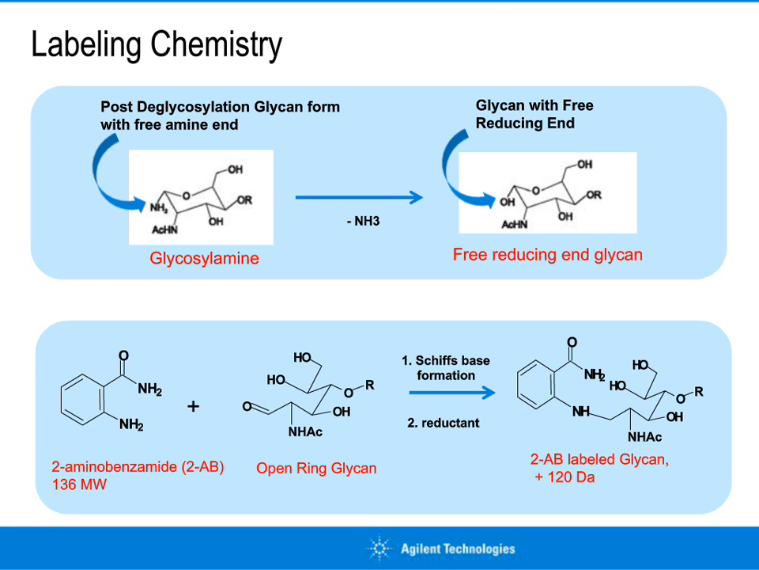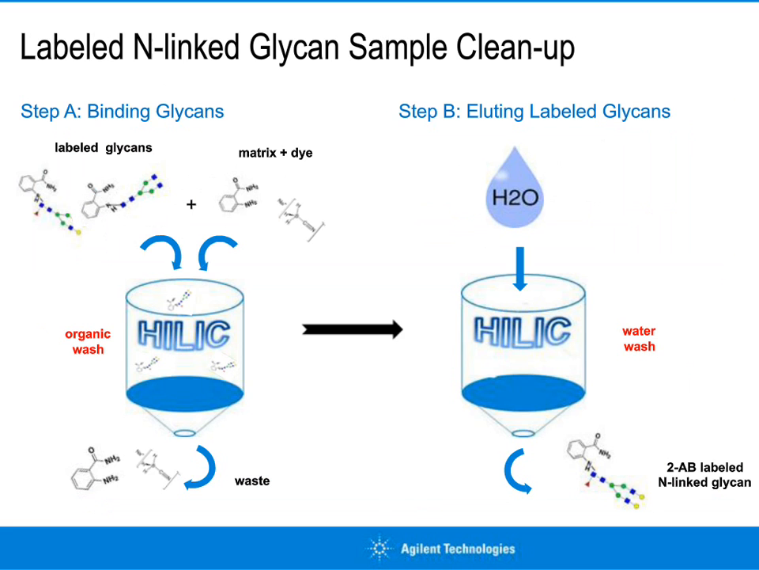However, in these reactions, there is commonly a large excess of 2AB dye reagent, and robust sample cleanup is needed to free the labeled glycan of both this residual dye as well as the matrix components, such as the solvents and the reductant. After labeling, and shown here, the post-labeling cleanup is similar to deglycosylation cleanup, as you will find. Labeled N-glycan sample purification is again achieved by solid phase extraction on a HILIC sorbent as previously described.